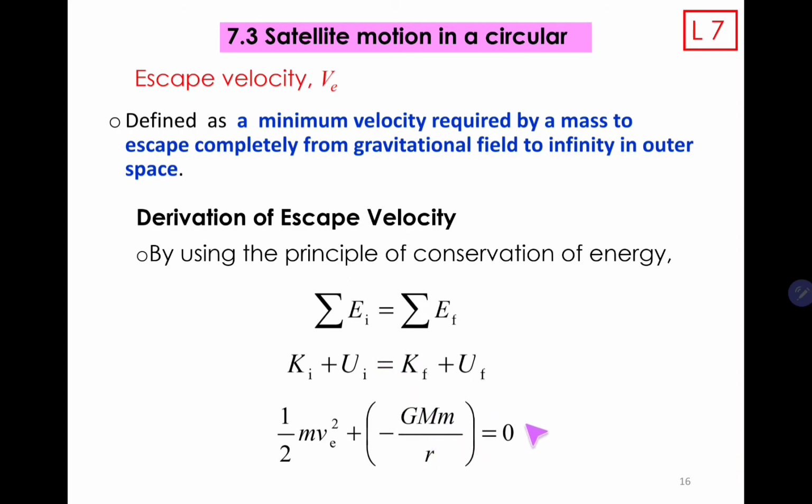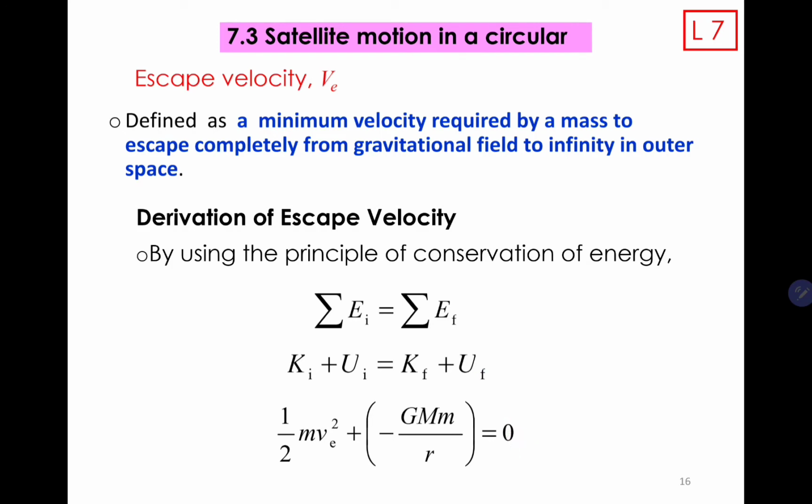Finally, K and U become 0. Why? Because the object is not affected by the gravitational field anymore. The object is floating already. There is no more speed, so no more K, and there is no more gravitational potential energy, because it is free of gravitational field strength. So finally the energy becomes 0.